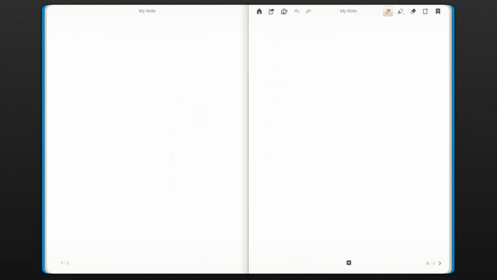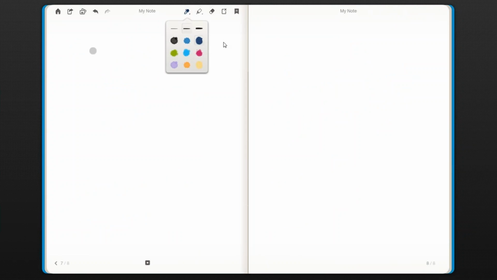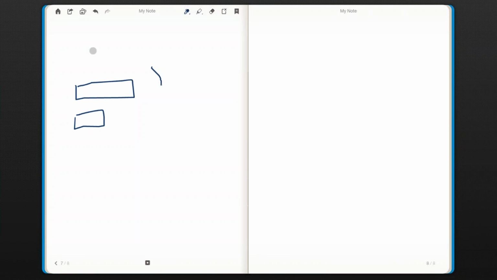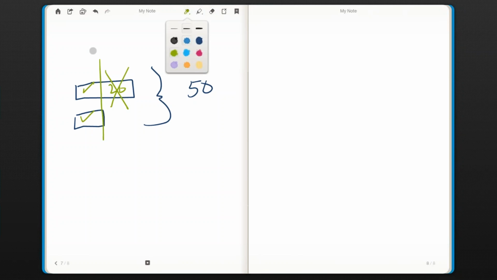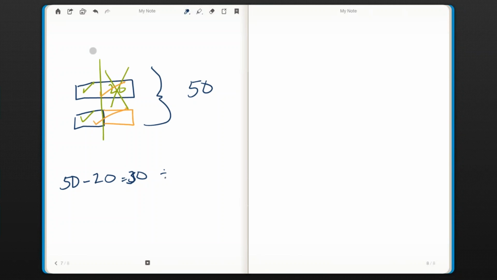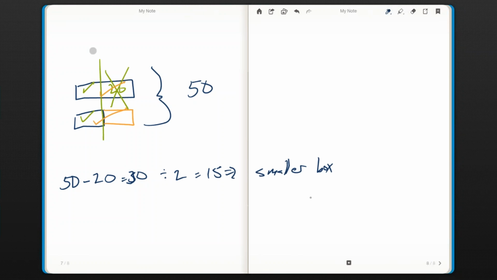So here's the key fact in this. Given two numbers like this, let's say they add to 50. I can either take this difference, let's say the difference is 20, as is. If I subtract 20, then I have these two groups. If instead I add 20, then I have these two groups. So if I'm trying to find the smaller number, if I subtract 20 and get 30, I can divide by 2 and get 15, and that is the smaller box. And then 15 plus 20 is 35.